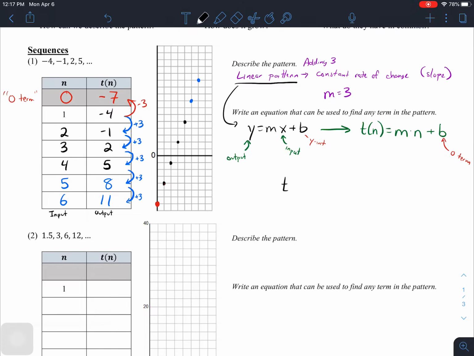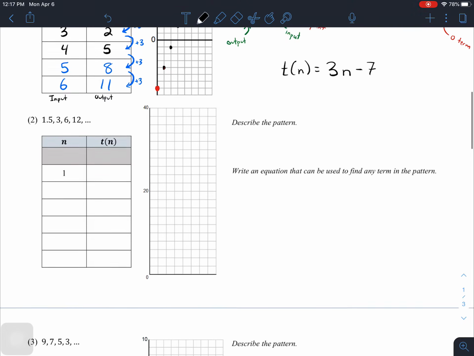And the reason why this is helpful is we can now write the equation, because we recognize it follows a linear pattern with a slope of 3. My input is n. My zero term is -7. And so there is my equation of that sequence. So we look at the table, we look at the visual aspect of it, and we think about the structure that we're used to already with slope-intercept form, and we can go from there.